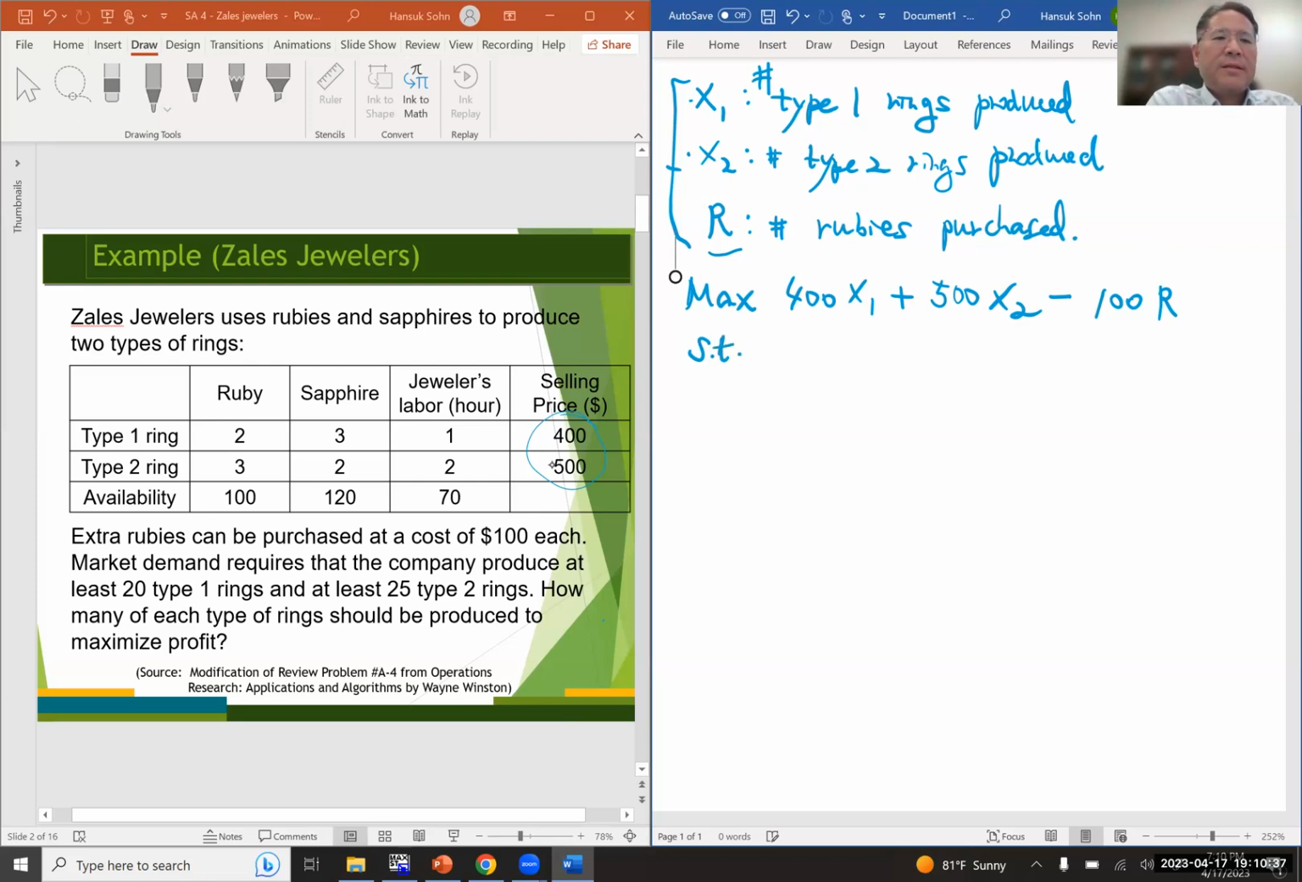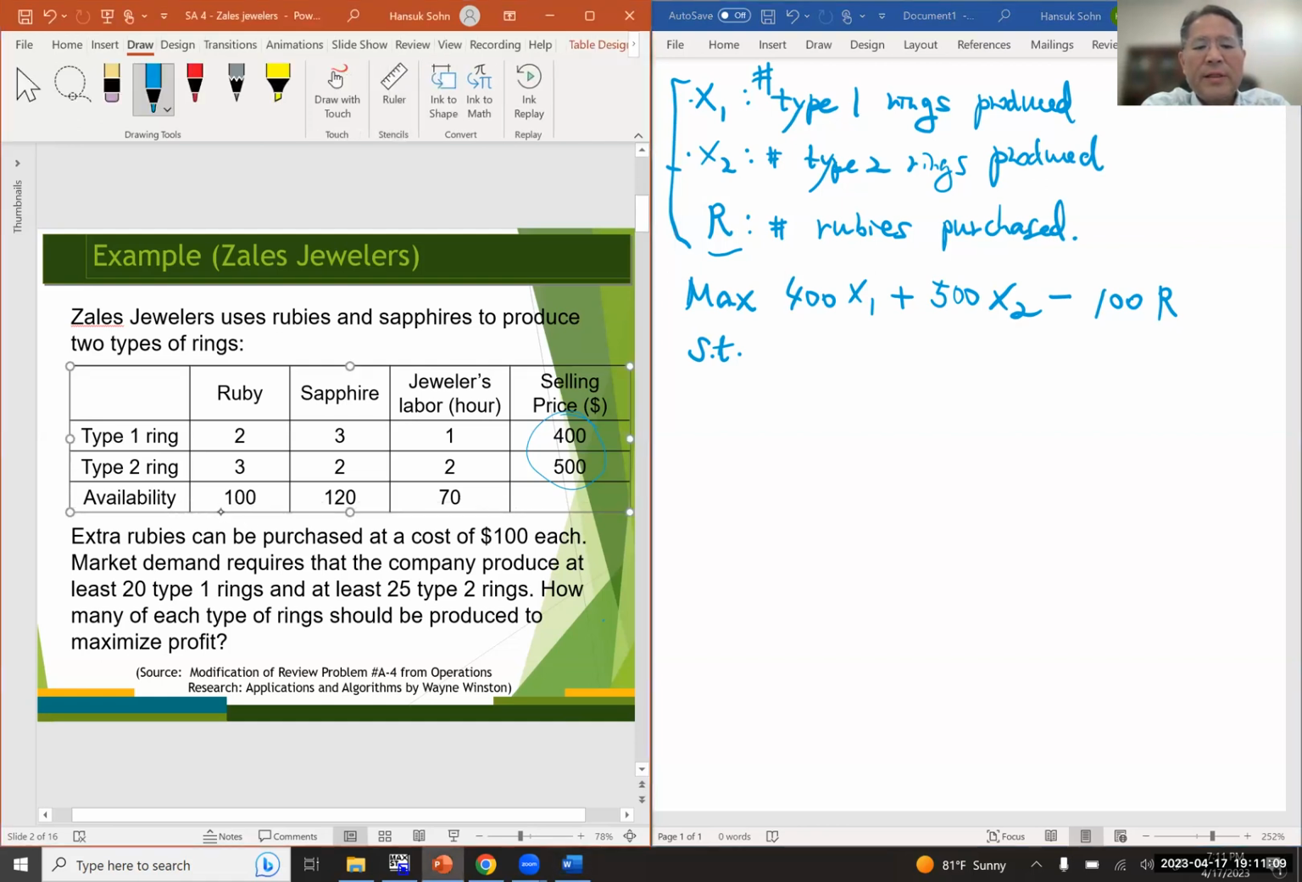Now we need to consider the constraint sets. So what constraints do we need to consider? We have the resource constraints for ruby, sapphire, and labor hours, right? Zales currently has only 100 rubies, 120 sapphires, and 70 hours of jeweler's labor time available. So we need 3 constraints, 1 for each of ruby, sapphire, and labor hours.